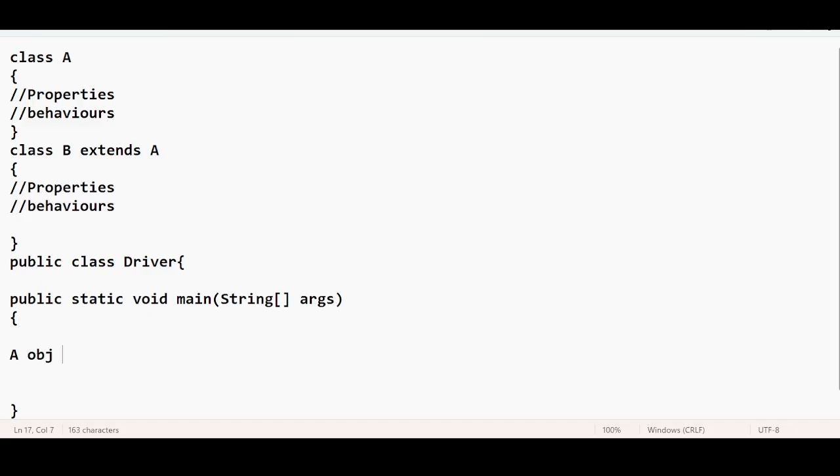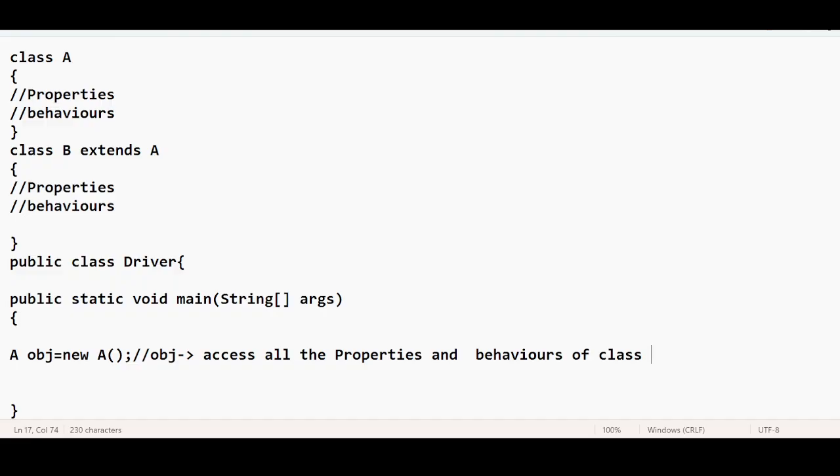So when I say A obj equal to new A, with the help of this reference variable, in my example the reference variable is obj, I am able to access all the properties and behaviors of class A. So this is very clear. The second one is when I create an object for class B. By using this reference variable, I will be able to access all the properties and behaviors of both class A and class B.